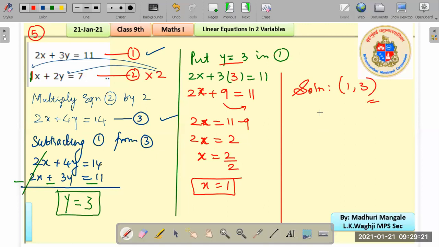How many of you got it right? Very good. Very good. Now let's work on equation. Yes.